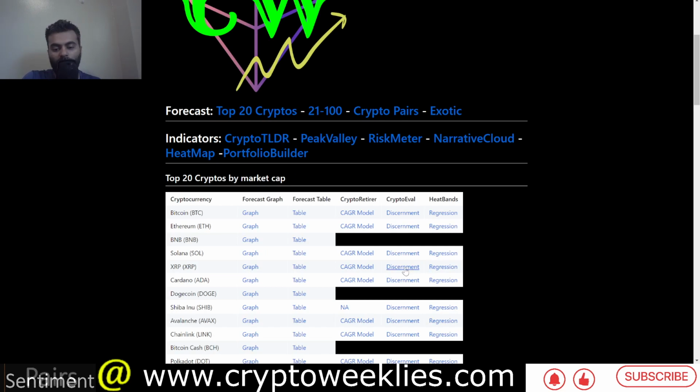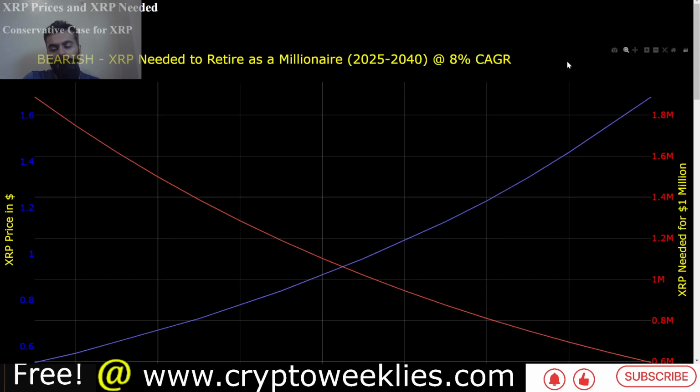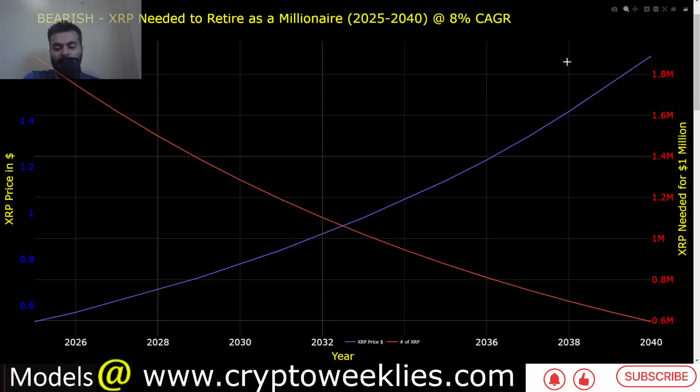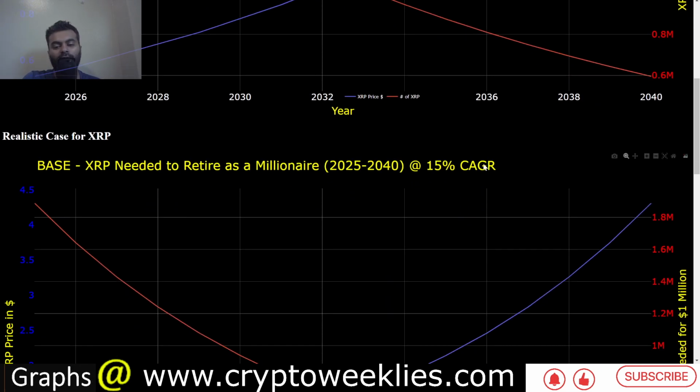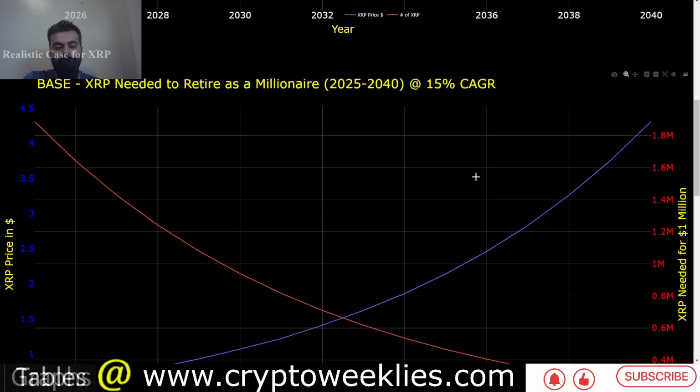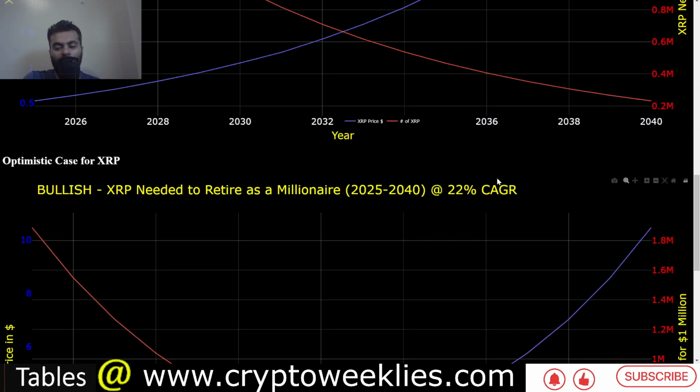Then going forward to XRP and looking at its potential as a retirement vehicle, this is our crypto retirer. It looks at compound annual growth rate, and in three scenarios: the bear case, that is 8% growth over the next 15-16 years, the realistic case, which is 15% growth over the next 15 years, and 22% growth, this is the bull case or optimistic case for XRP over the next 15 years.